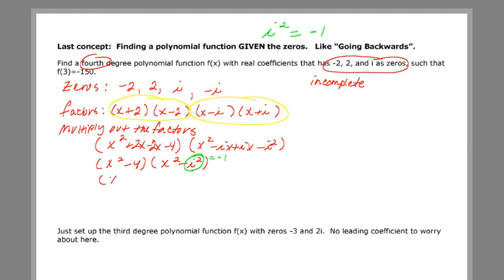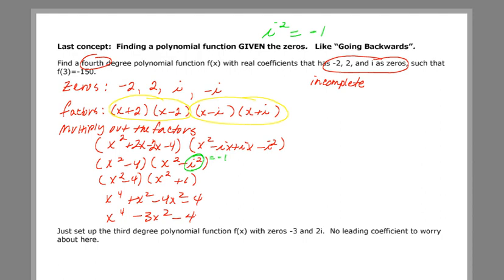Which gives me my two binomials. First one to be x squared minus 4. This one will end up being x squared plus 1 because of the negative with the negative i squared. One last foiling of this will give us our polynomial to look like x to the 4th plus x squared minus 4x squared minus 4, and cleaning that up to be x to the 4th minus 3x squared minus 4.